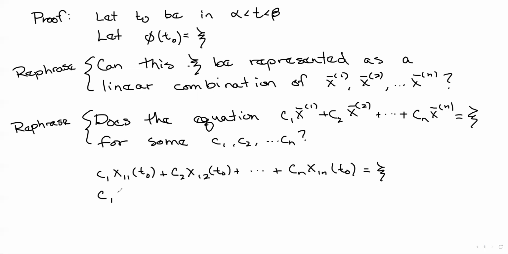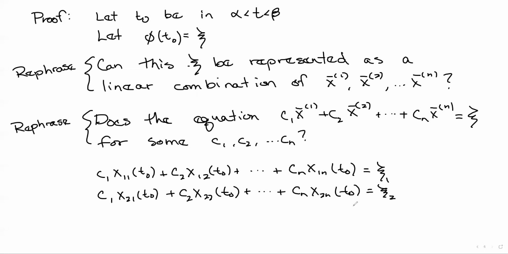And then we've got C1 x21, C2 x22, Cn x2n. Dot, dot, dot. Dot, dot, dot. Cn xnn of t naught.